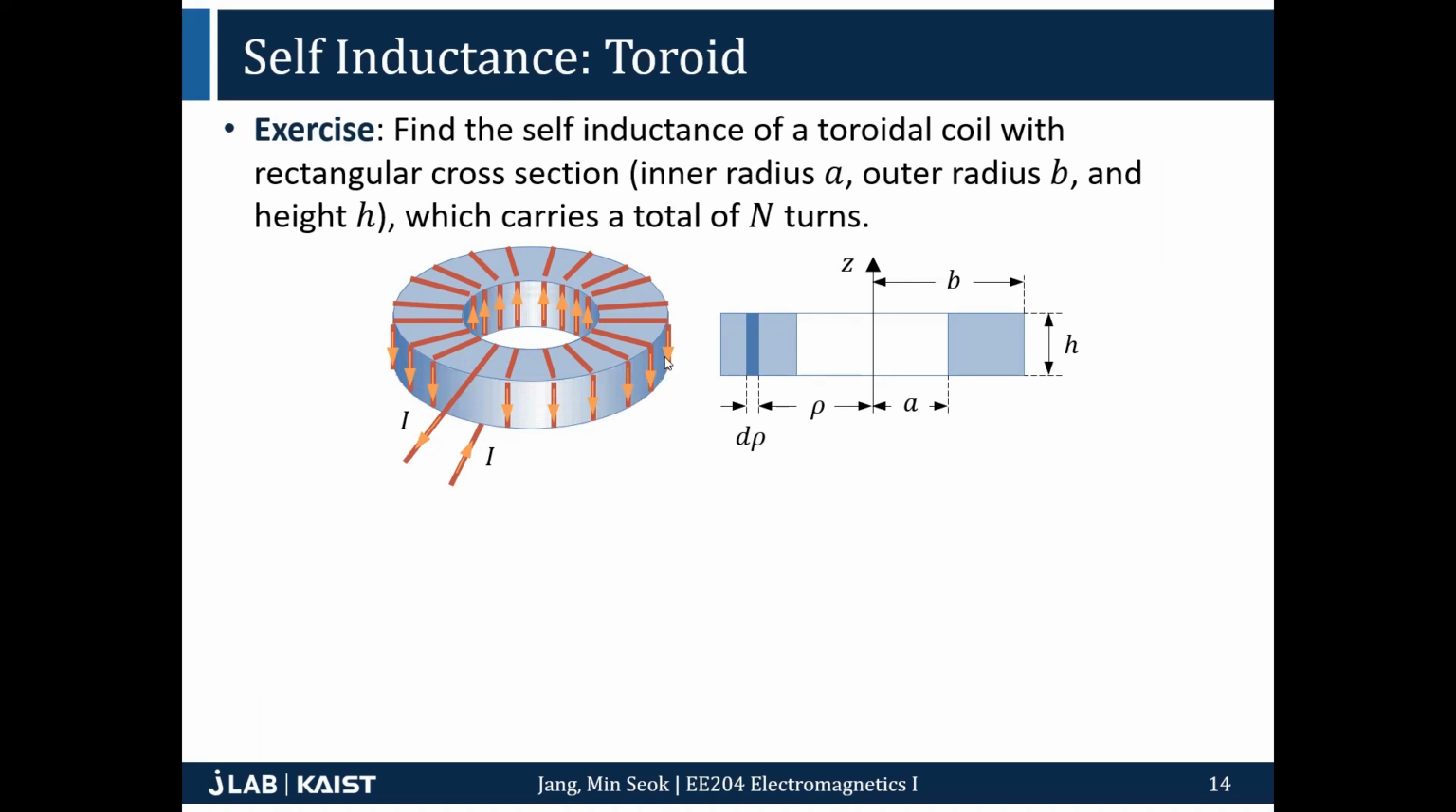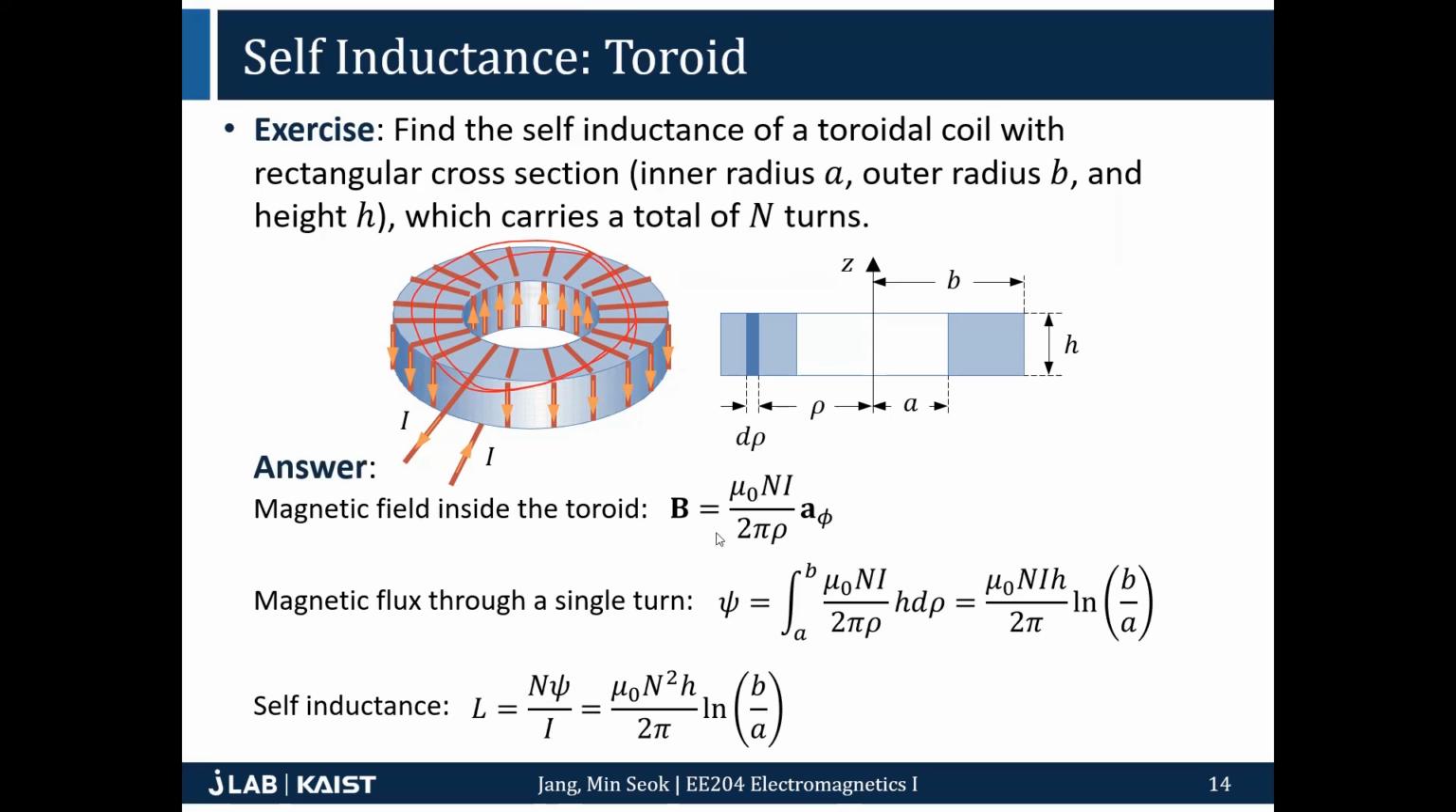And once you assume the current I is flowing, you can evaluate the B field. The B field in this case can be calculated by using Ampere's law, right? By taking your Ampere loop like this, in a circular manner. Because we've done it already, the magnetic field is actually just written like this in this case.